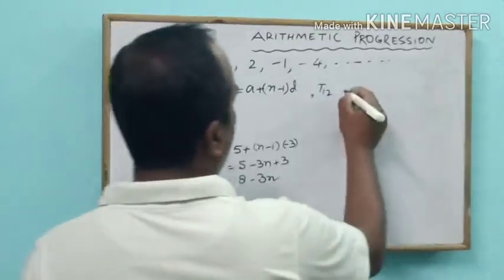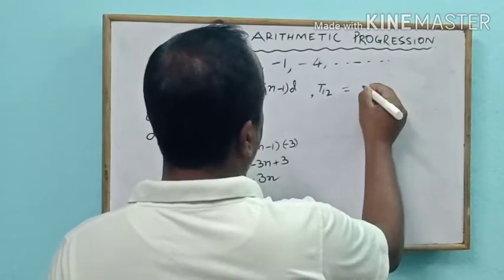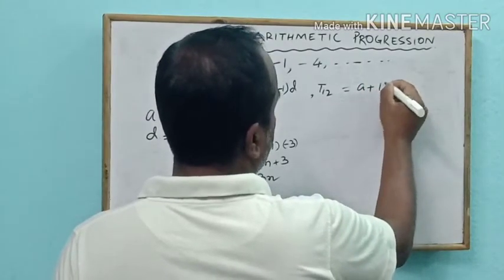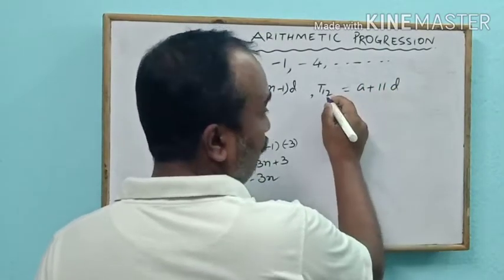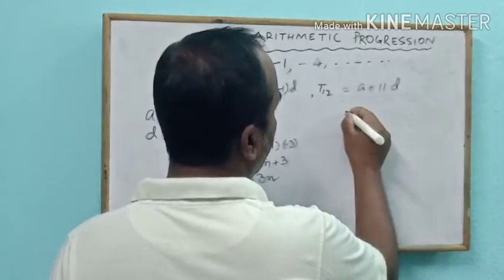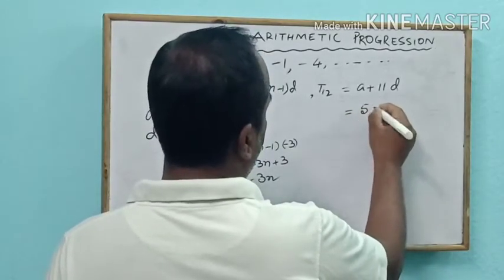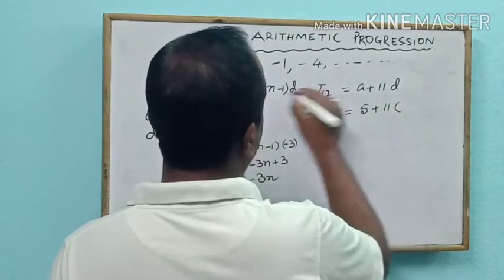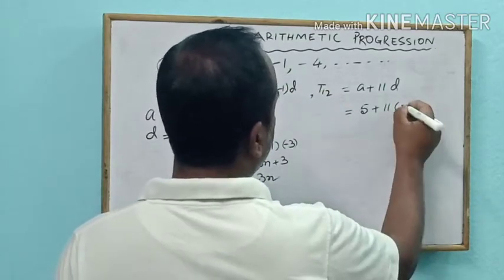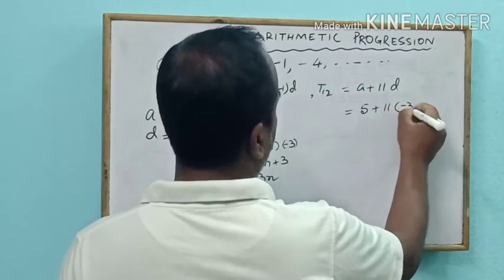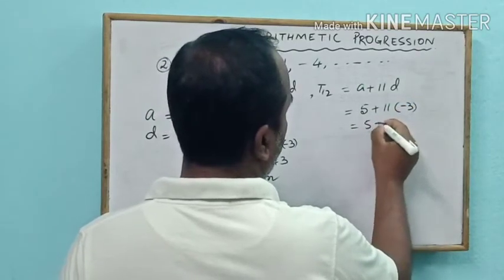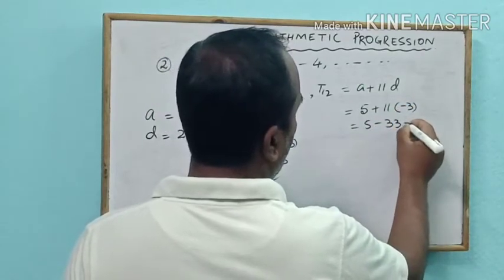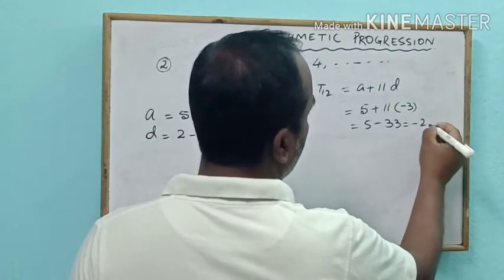T12 will be A plus 11D, 1 less than whatever term is here, A plus 11D, that is 5 plus 11 into D, D is minus 3, that is 5 minus 33, or minus 28.